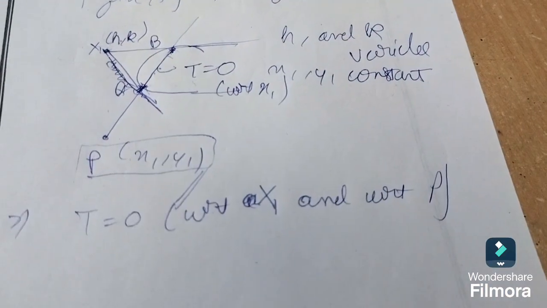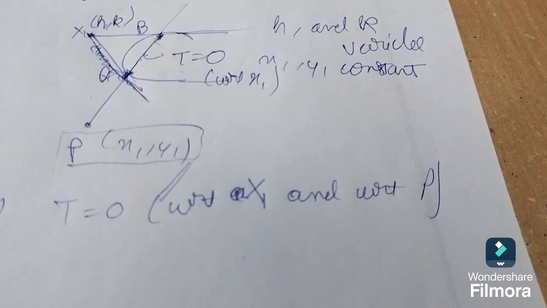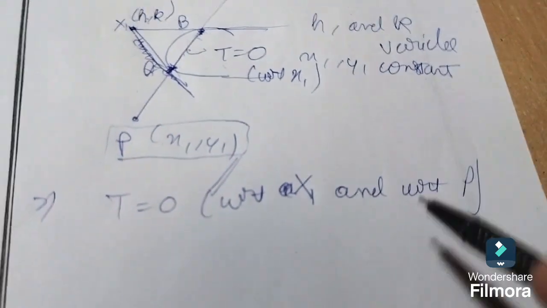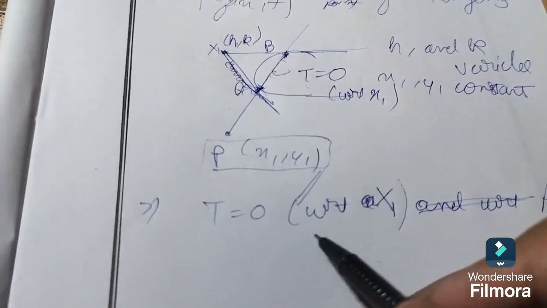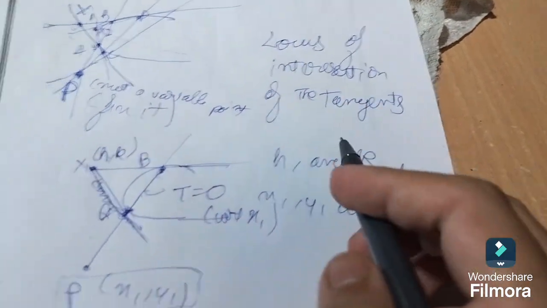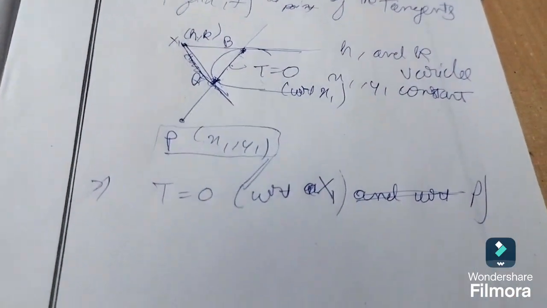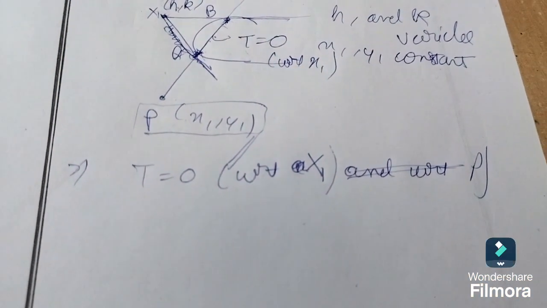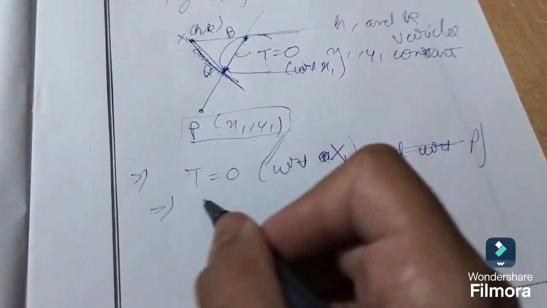So how can I get this HK? This is your understanding. Okay, let's leave P for now. My main aim is to find the locus of intersection of the tangents. Now I have to find a path for HK.